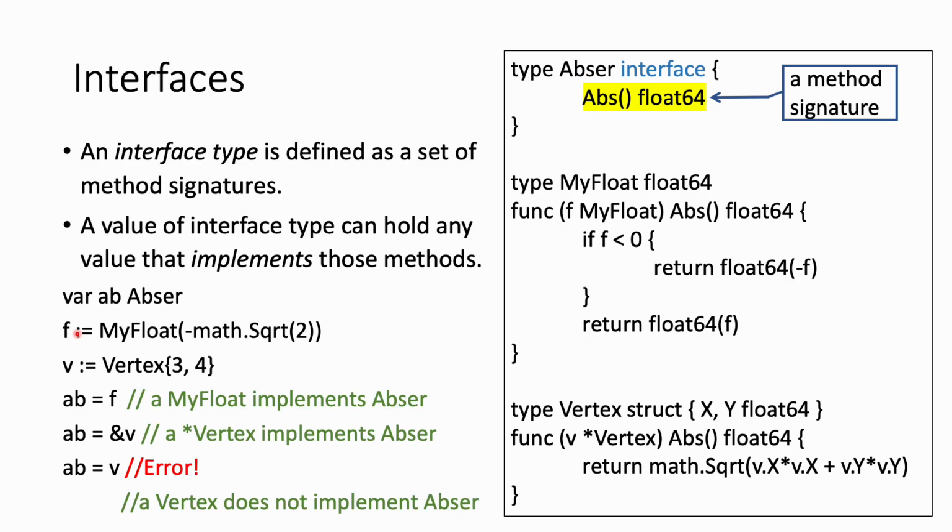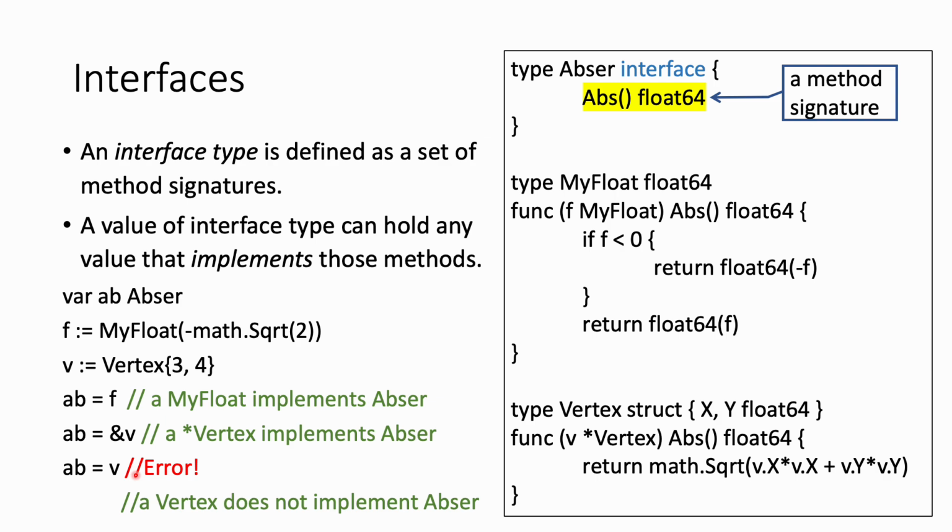In this example, f is a value of MyFloat and v is a value of Vertex. So both f and &v are also values of Abser and therefore can be assigned to the variable a, which is declared to be of type Abser. Recall that &v is a pointer to v, which is of type pointer to Vertex.